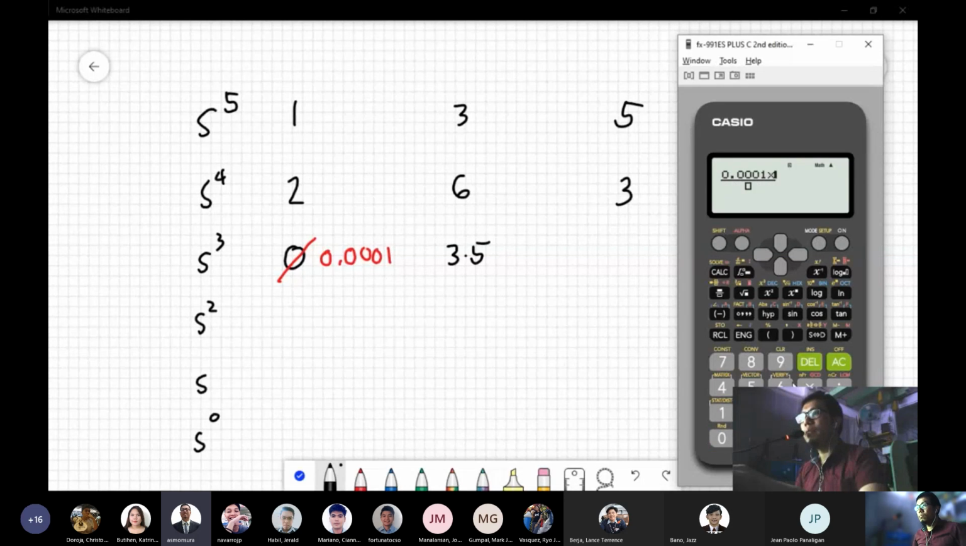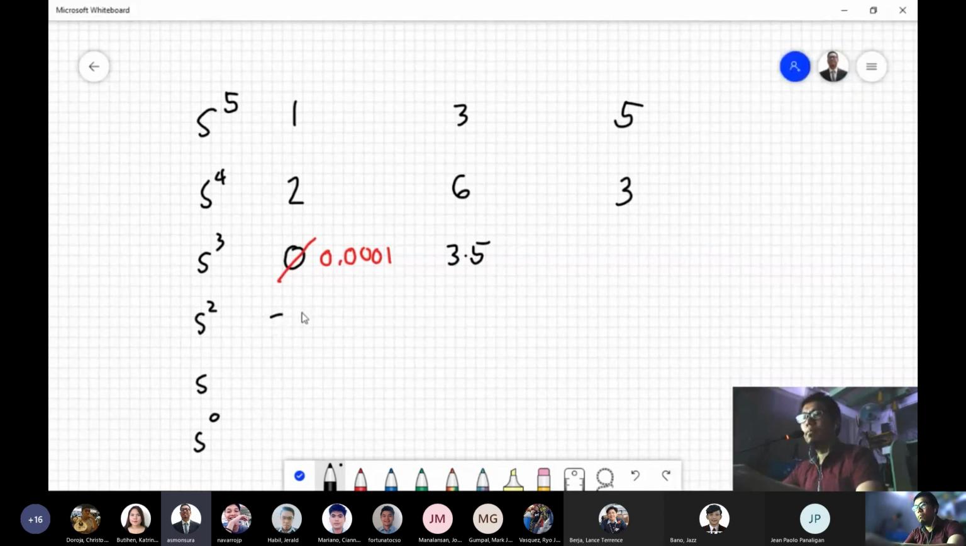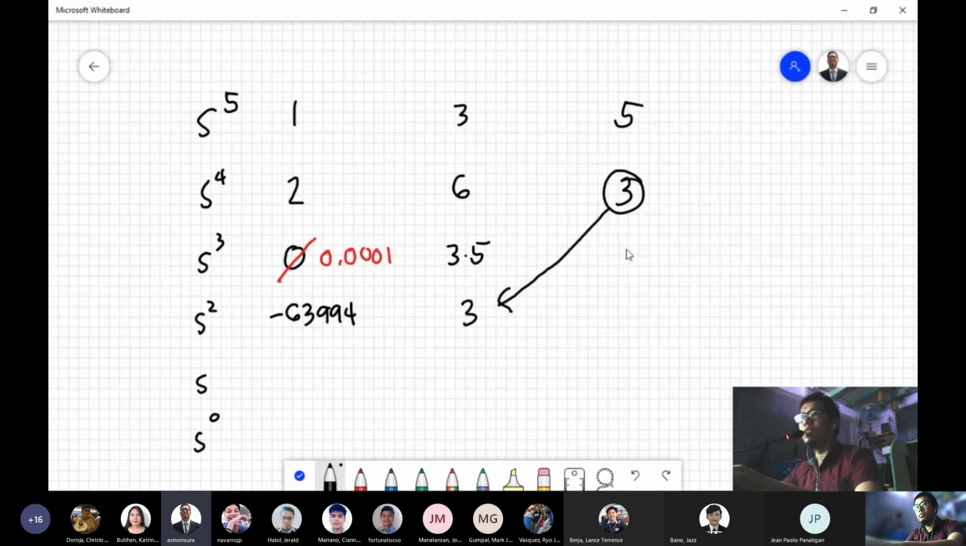0.0001 times 6, minus 2 times 3.5 divided by 0.0001. So that should become negative 63,994. So that's what we put here. Let us make this negative 63,994. And then this becomes 3, because we just bring it down here. Again 0 here.